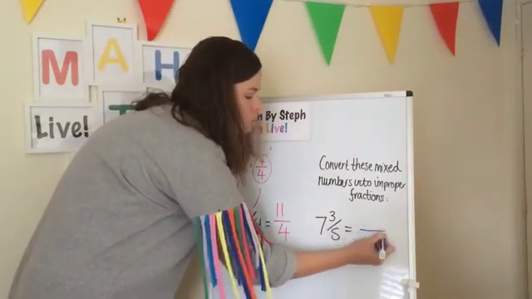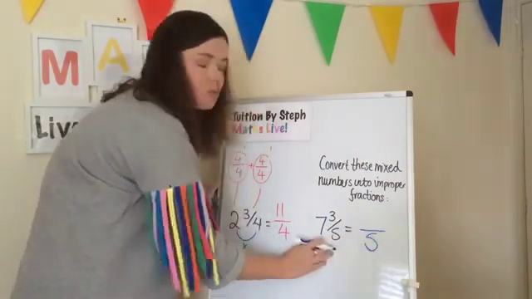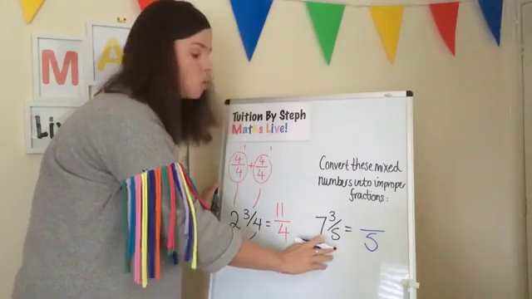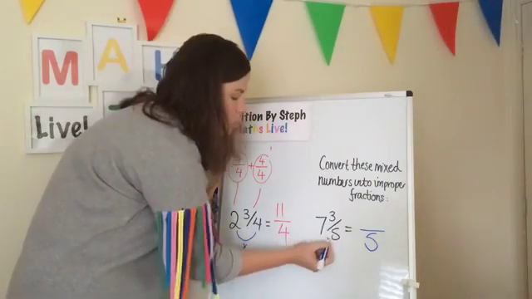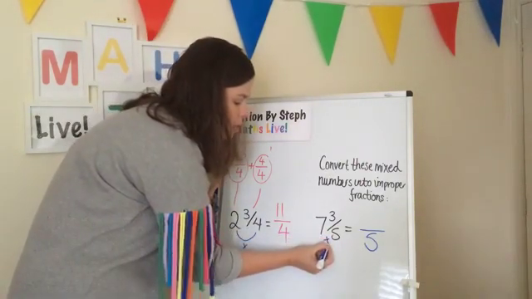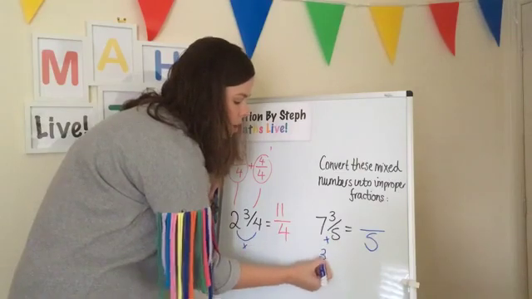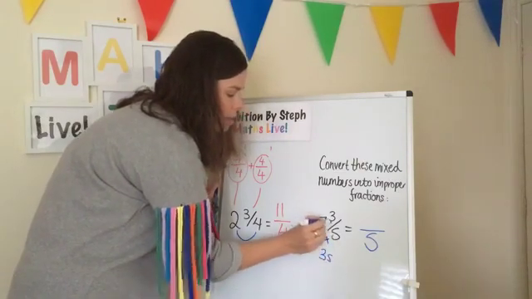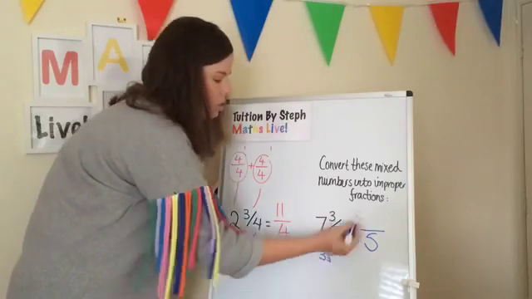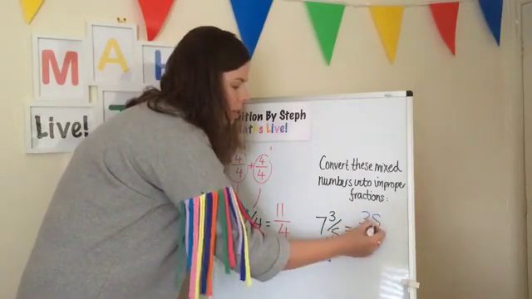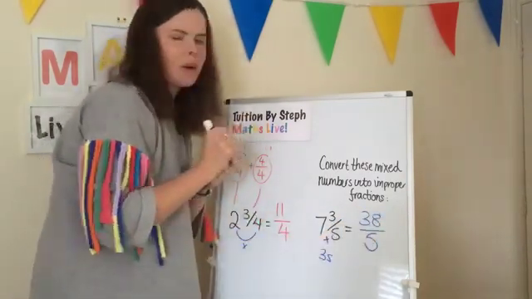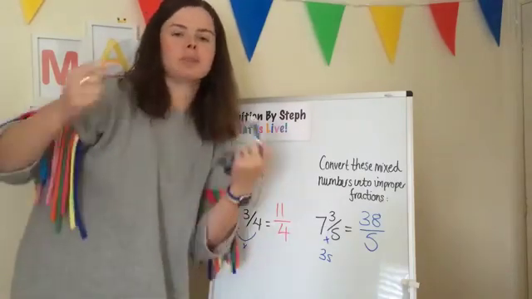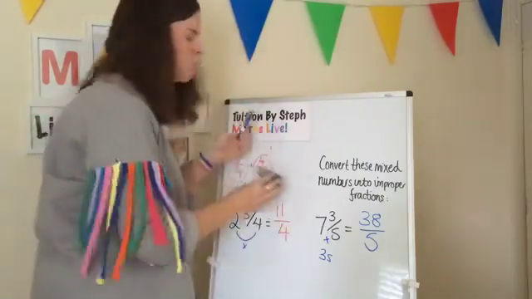The answer is going to be over 5, because the fraction that's in the mixed number is already over 5. So we times the whole number by the denominator. So 7 5s are 35. And then we add the number in the numerator. That's 38. So it's 38 over 5. Now I know we practiced converting them the other way around, but this was just a warm-up.